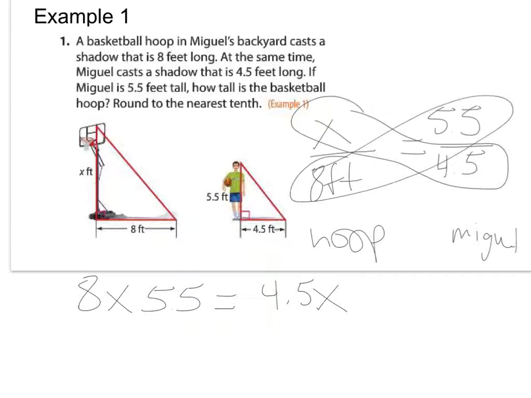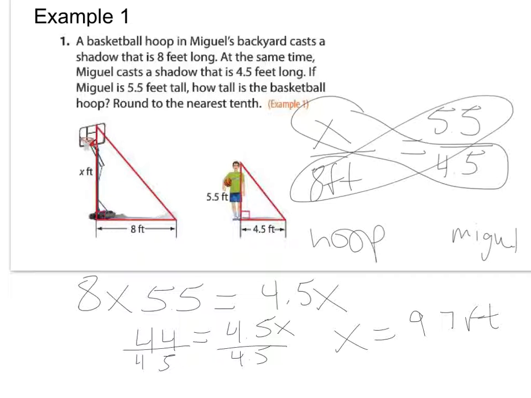So 8 times 5.5 is 44, so that equals 4.5x. Divide to get x alone. Running out of space here. So x would then equal about 9.7 feet. So they're saying the basketball hoop is about 9.7 feet because the shadow's 8 feet long, and we compared it to Miguel. It's kind of tricky, but kind of fun at the same time.